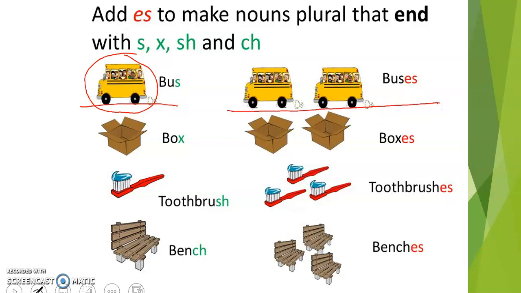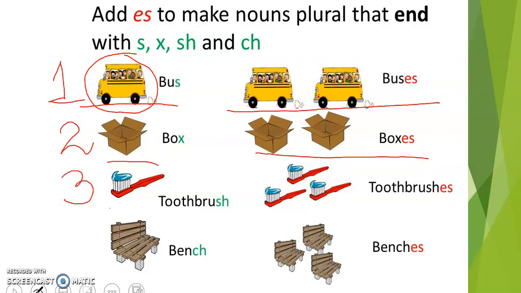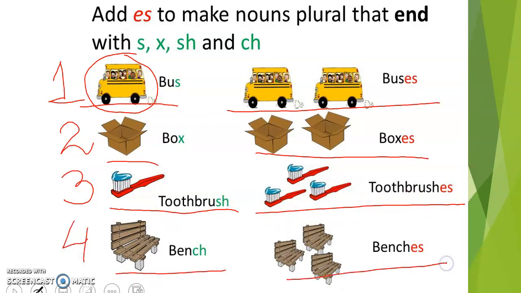Okay, look at the first one. Number 1 is bus, buses. Number 2, box, boxes. Number 3, toothbrush, toothbrushes. Number 4, bench, benches. Okay, can you see at the end there was an es at the end of every word? This is how we make plurals by adding es.